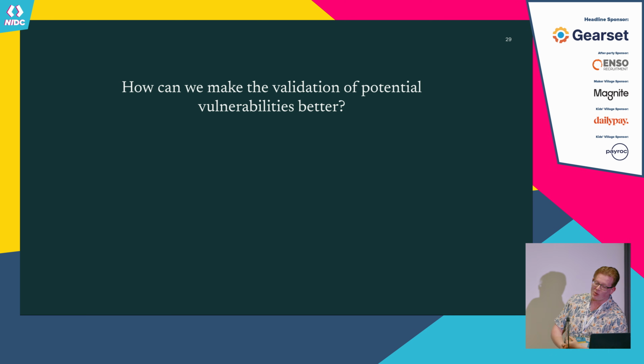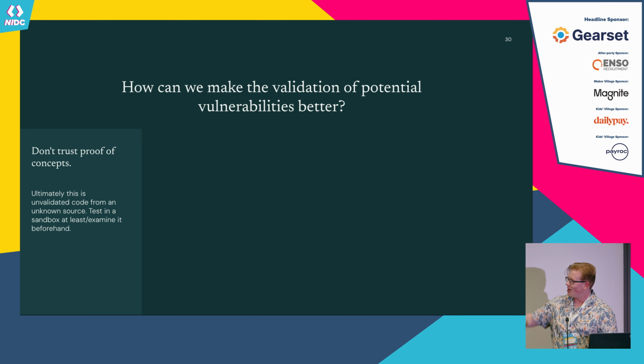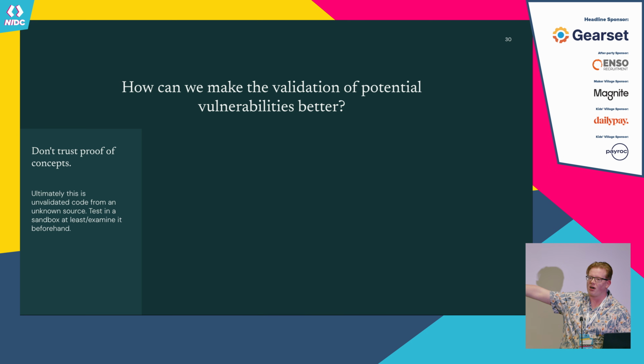Moving on then, how can we make the validation of these potential vulnerabilities better? Please, please, please don't trust proof of concepts. You are taking unvalidated code, potentially, from an unvalidated source. These people are likely security literate. Every avenue that you are taking input from is a potential attack vector. Please have a process for analyzing proof of concepts in a safe manner. Sandbox them in some manner. Just don't blindly trust that you're going to be getting something useful.